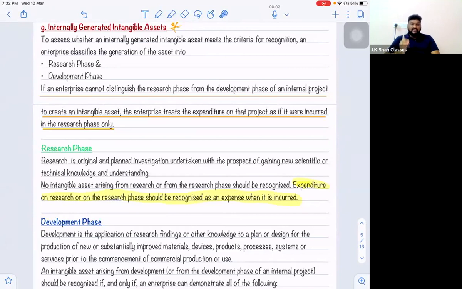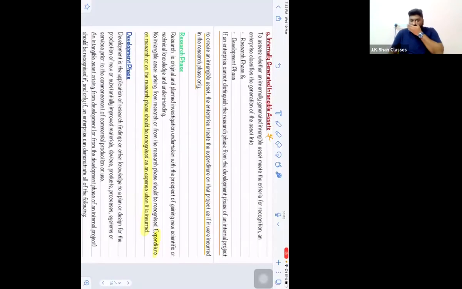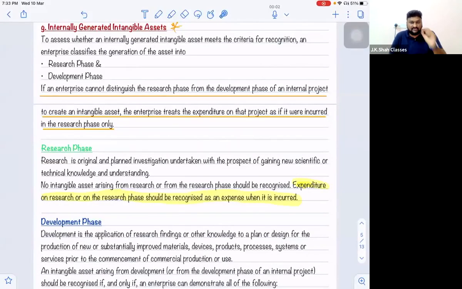Right? When you do research, you come out with something new, and development is the further stage where the output of the research is further processed. Development is that phase where the research is further processed and converted into a final marketable product. So what AS26 says is that expenditure on research, or on the research phase, should be recognized as an expense when it is incurred. So the expense is out immediately.